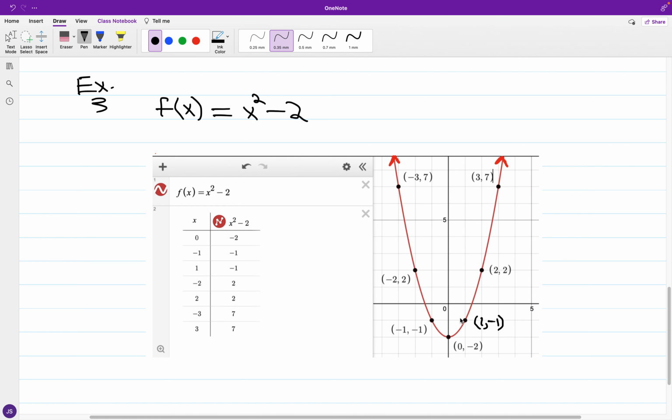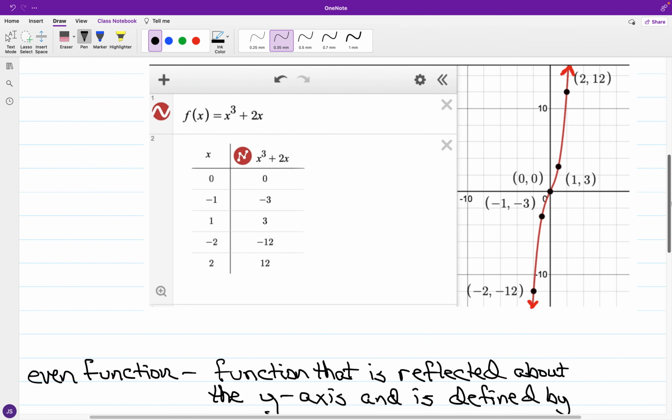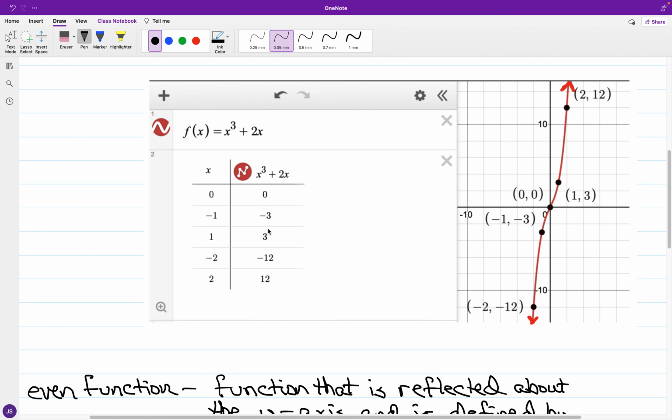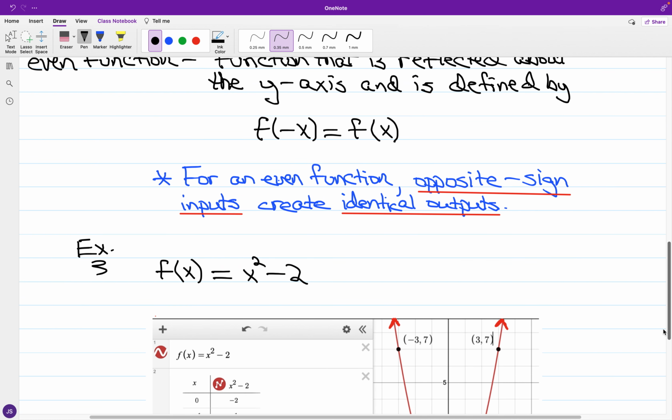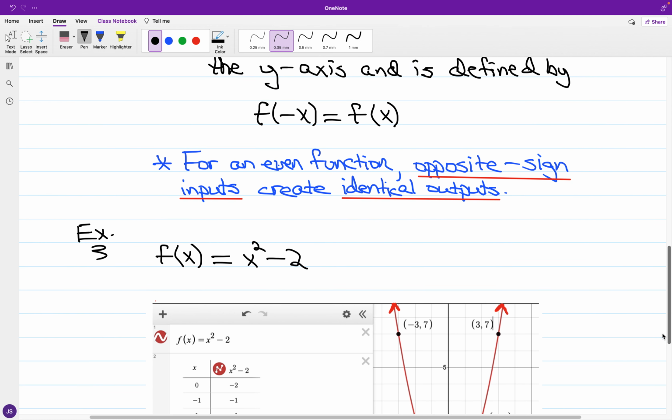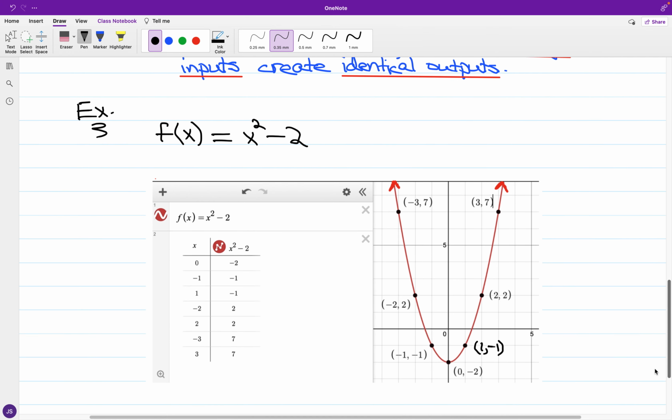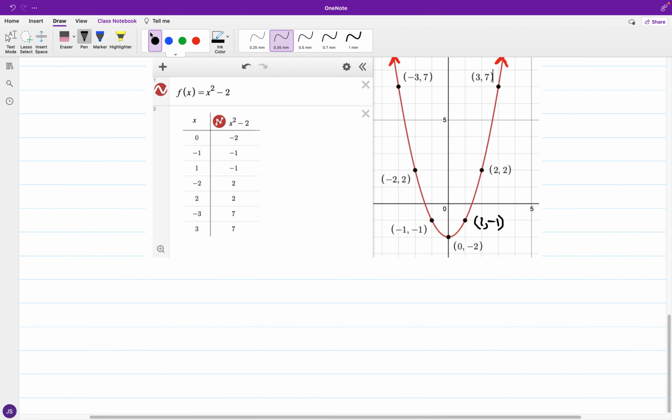And again, for even functions, opposite sign inputs lead to identical outputs. So additive inverse x values lead to the same y value, whereas in the case of odd functions, opposite sign x values lead to additive inverse y values. Now, say you want to identify the characteristics of odd and even functions without having to graph.